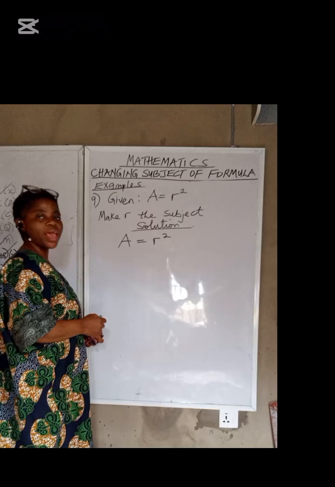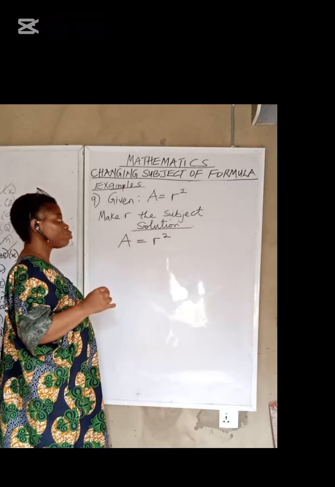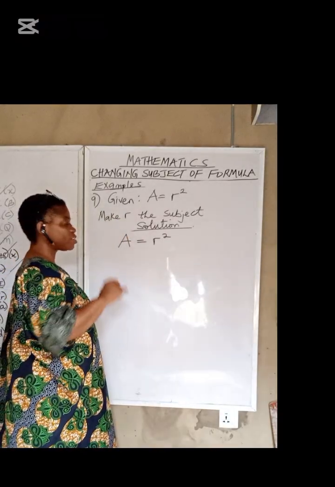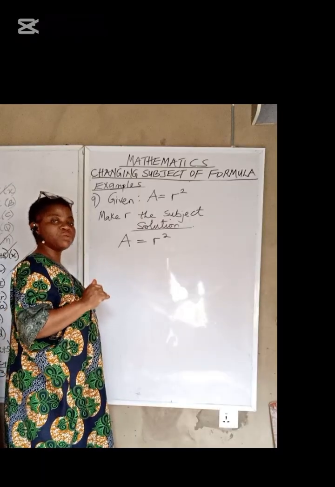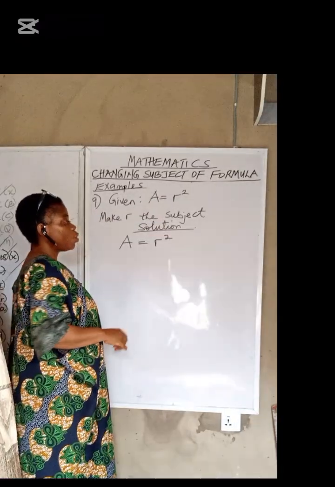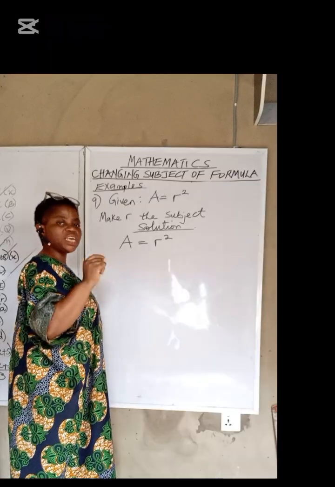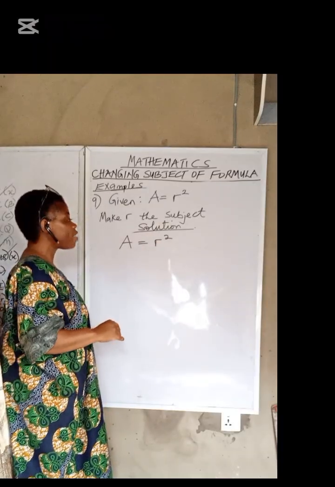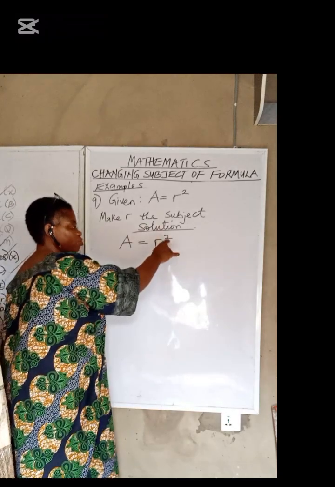A is equal to R squared, and we desire to make R the subject of the formula. That means whatever is standing with R should be removed. The opposite of this square is square root. The inverse operation for square is square root. So we have to take the square root of both hand sides to get rid of this square.